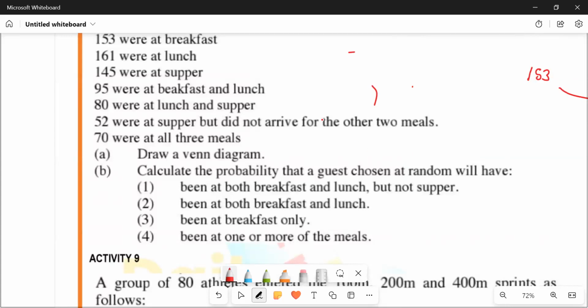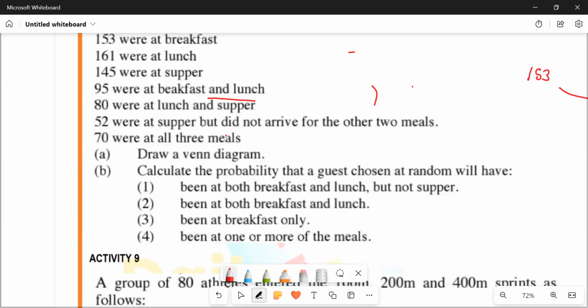So they say 95 were at breakfast and lunch. Forget about this one, we'll come back to it. Unless they said only. If it was only, you can always put them there because there's a specific space that represents only. And then 80 were at lunch and supper. So there's no only, so we leave that one also.